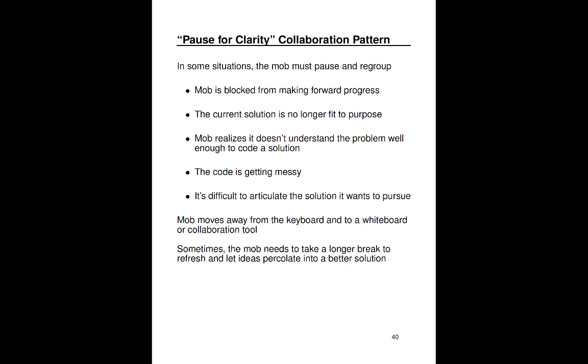Sometimes a mob will get to a point where it has to pause and regroup. So for instance, it's blocked from making forward progress, doesn't have access to the information and the tools that it needs, or it realizes that the solution that's currently being pursued is not going to solve the problem, is no longer fit for purpose, or that it just doesn't understand the problem well enough to code a solution. There are too many unknowns. This is when the mob can invoke the pause for clarity collaboration.